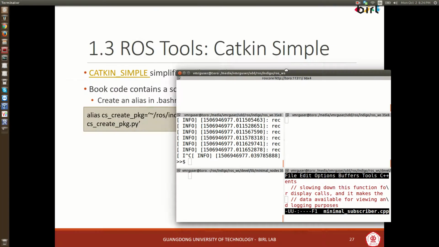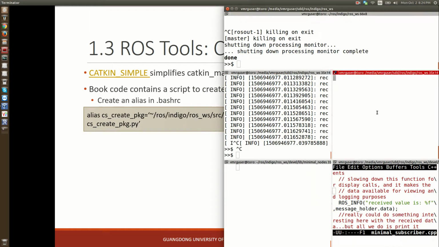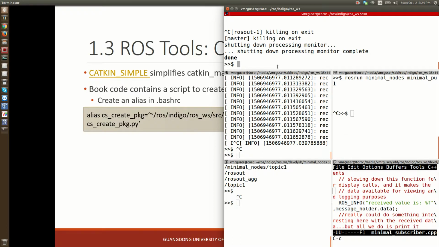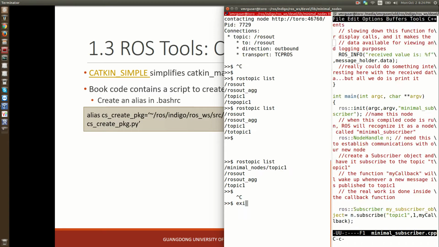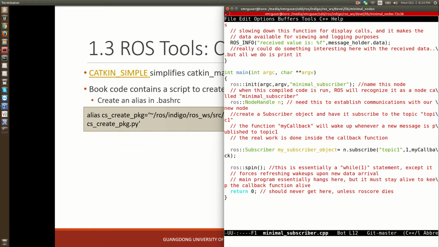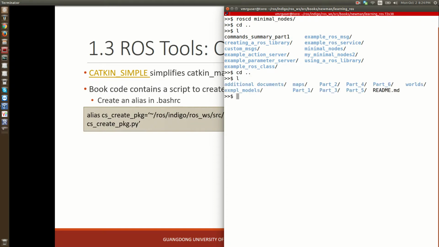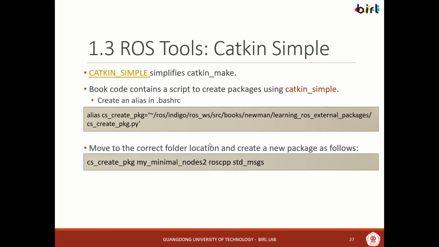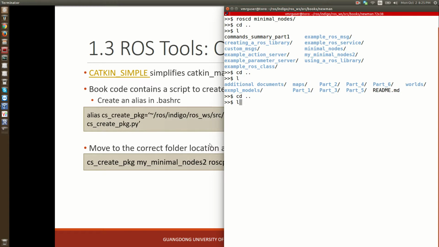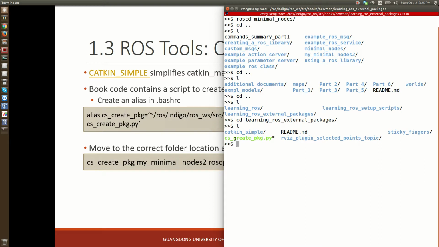Just to illustrate, let me close these windows for now. I can come over here to minimal nodes, maybe go up one level, 2 levels. This is external packages, 1 more level. So here, learning ROS and external packages, and here we have this script cs_create_pkg.py.